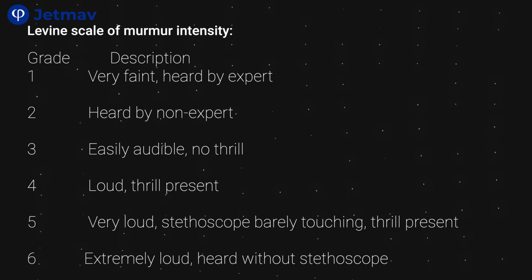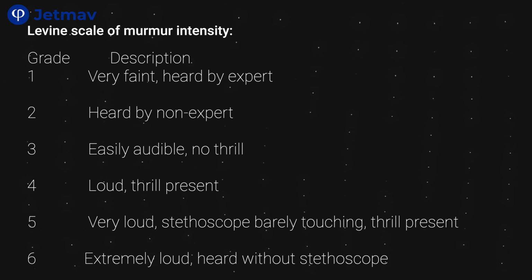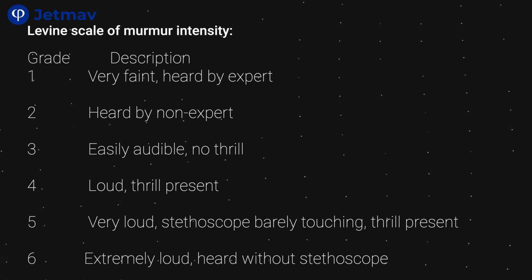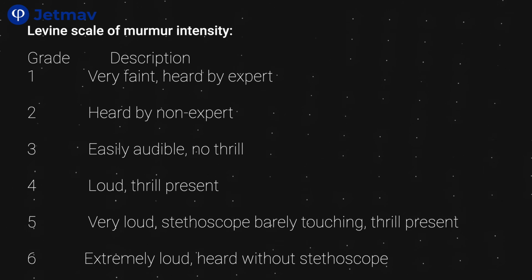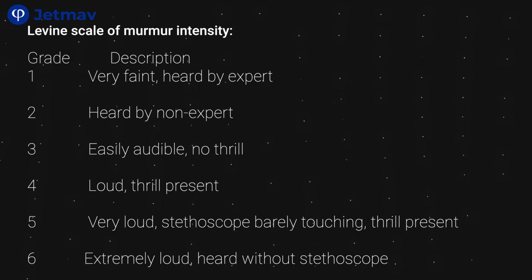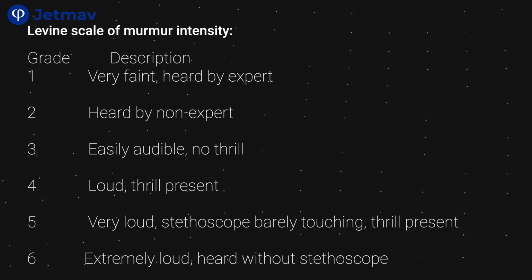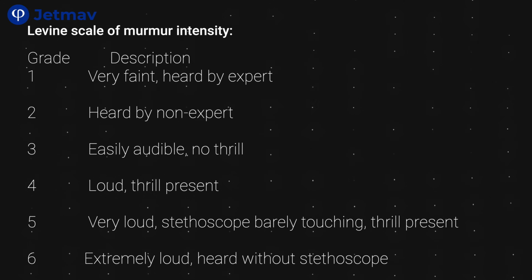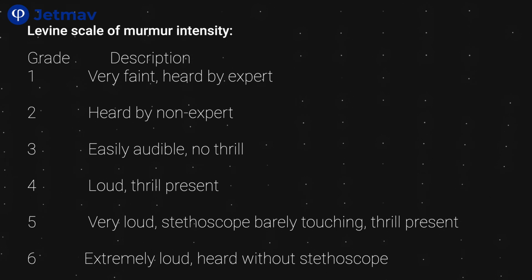So we have grade 1. Here you hear a very faint murmur, which is usually heard by an expert. Grade 2 is louder and can be heard by even a non-expert or even in a noisy area. Then grade 3 is easily audible. It's very audible, but there is no thrill. But grade 4 is very loud, and there is a thrill. A thrill is a palpable murmur.